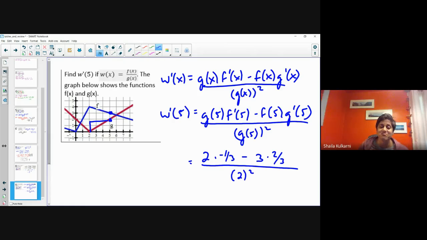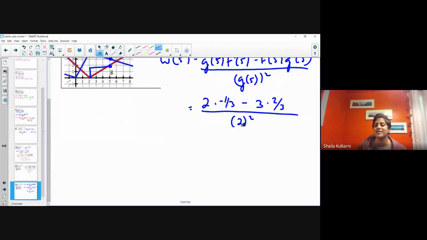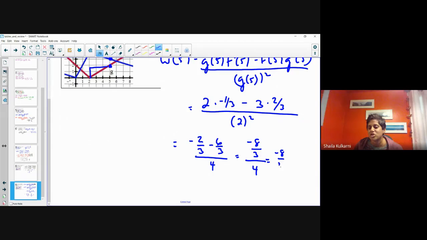If it's multiple choice, let's get some fraction action here, okay? So let's do some fraction action. On the top, I have negative 2/3 and I have negative 6/3. On the bottom, I have 4. Over here, I have negative 8/3. On the bottom, I have 4. Keep, change, flip. We get negative 8/12, and that is going to simplify to negative 2/3. And now I have my answer.